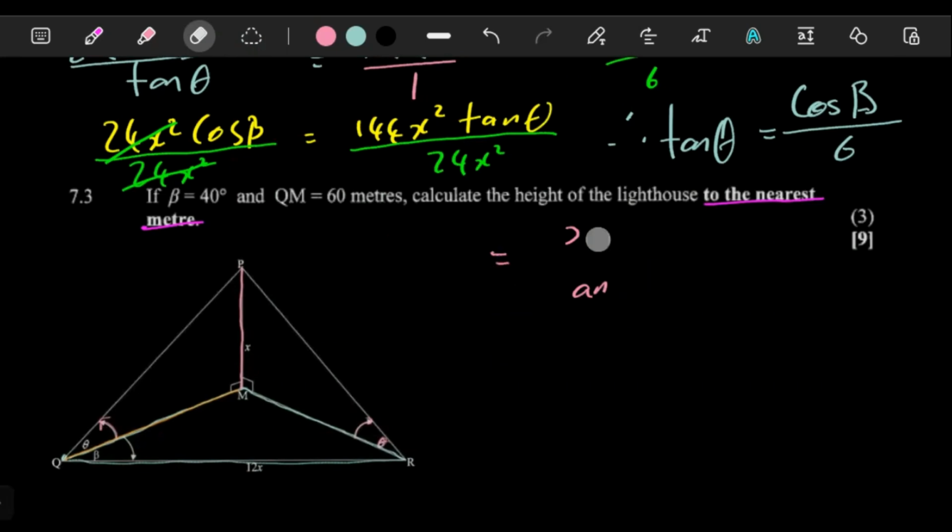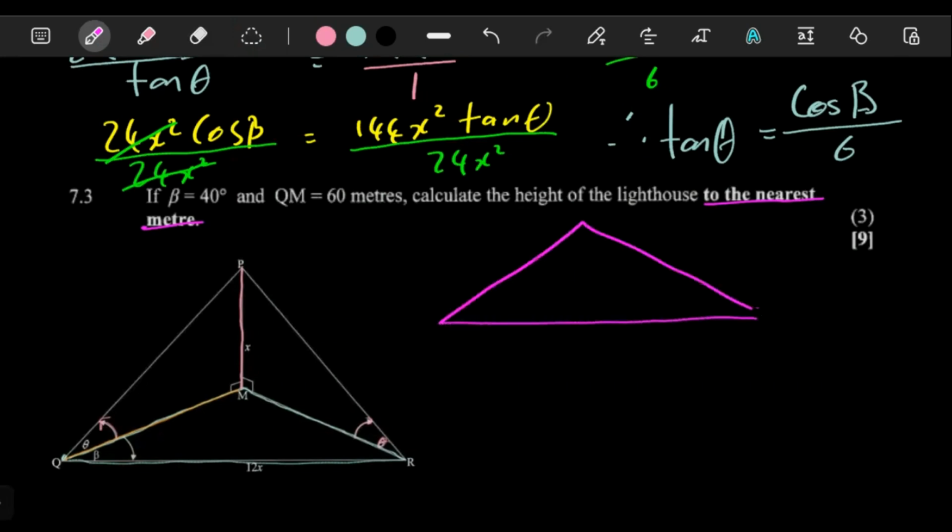I'm really sorry. We might as well use the previous sketch because the previous sketch has QM. Yeah, this is 40. This is 60. And then there's 12x here. So it looks like, is the cosine rule going to help us? Maybe, yeah, let's just use the cosine rule again.